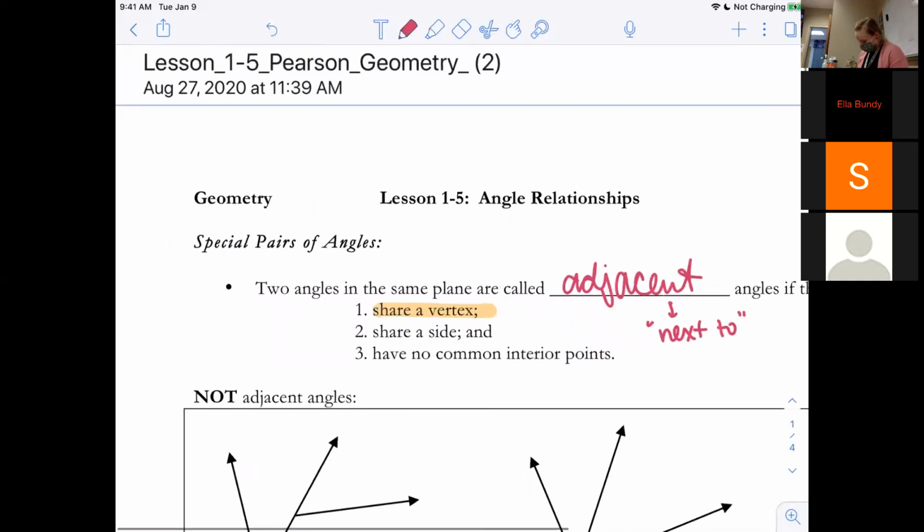So let's draw a picture. This could be adjacent angles. Super ugly adjacent angles, but it's adjacent.